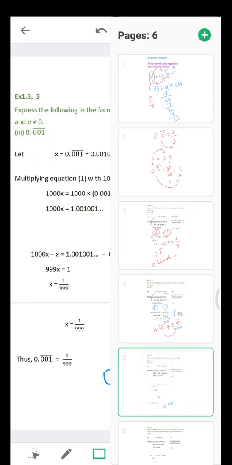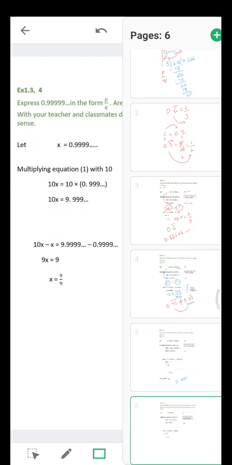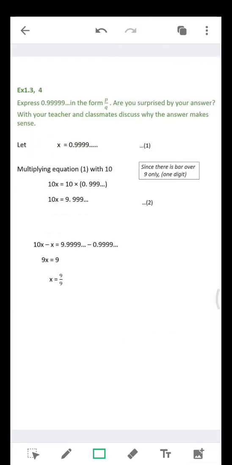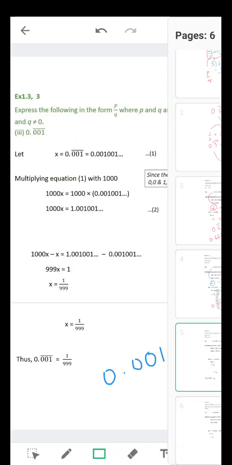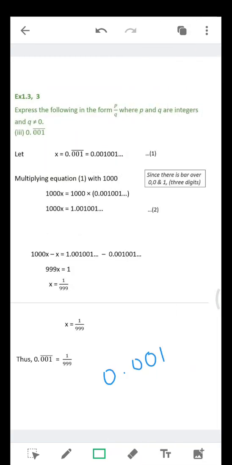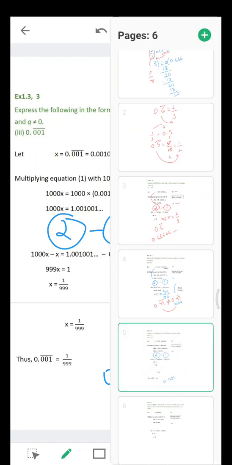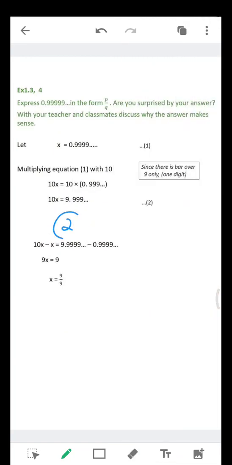Next is question number 4. That is also the same, 0.999, you have to convert to p by q form. So here also we do the same thing. In all of these we should subtract the first from the second, equation 2 minus 1. In this also you must do 2 minus 1. I have given all the bits for your reference. Follow the same procedure.